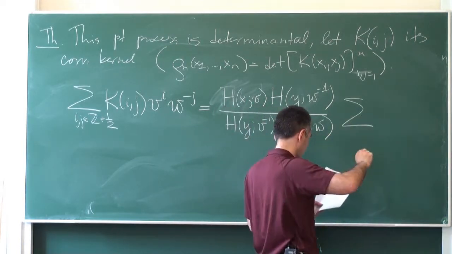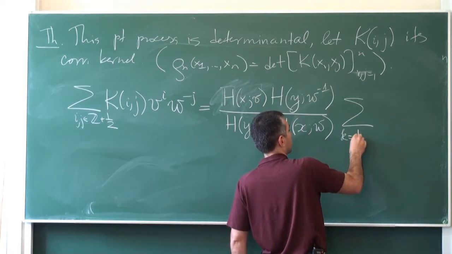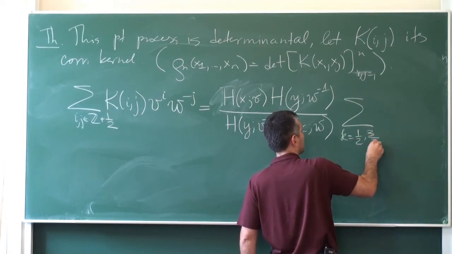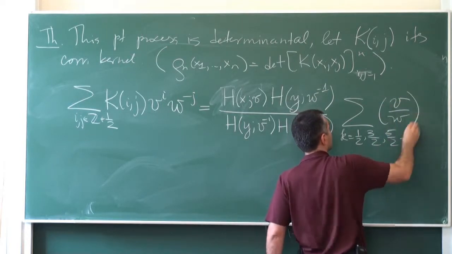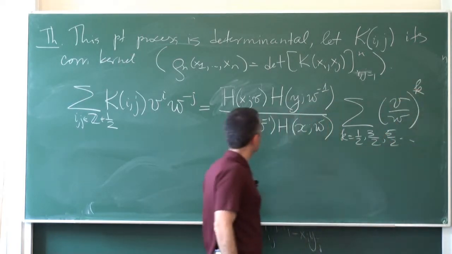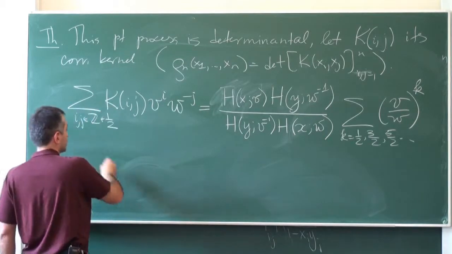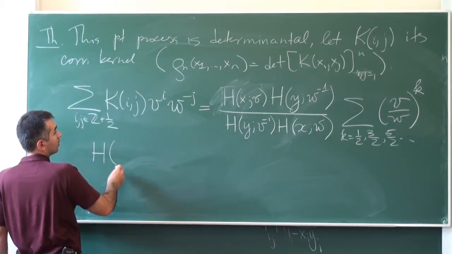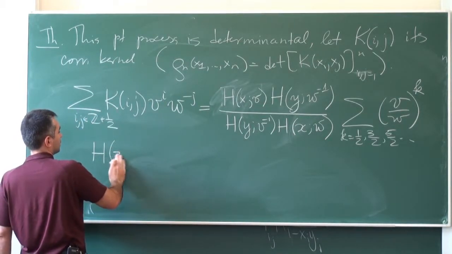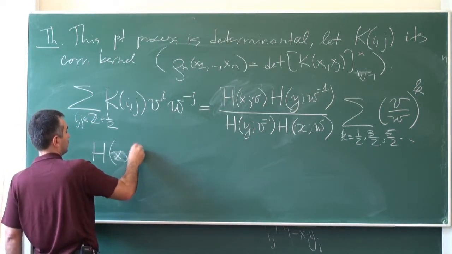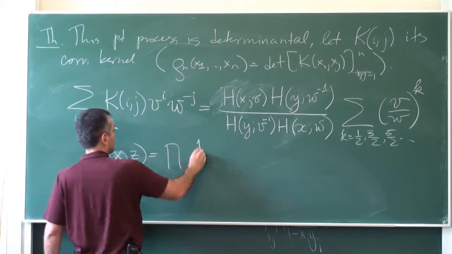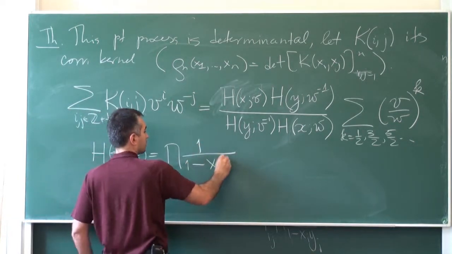and the formal sum, which is just a geometric progression, k equals 1/2, 3/2, 5/2, and so on, of (v over w) to the power k. Now, I didn't tell you what H is. So H of, let's say, x and any argument z is the product of 1 over 1 minus x_i z.